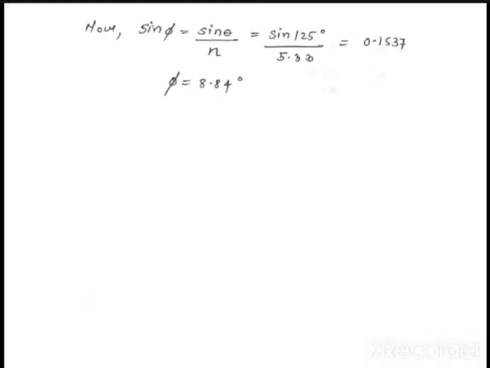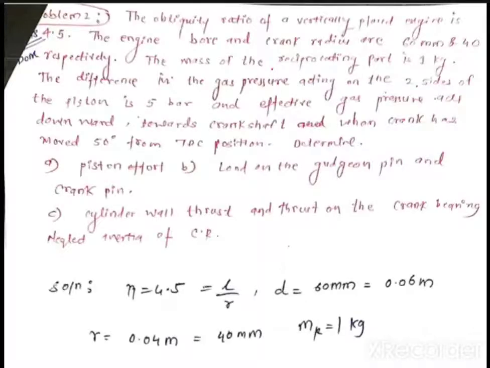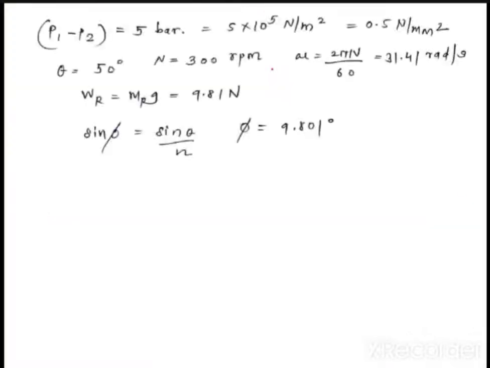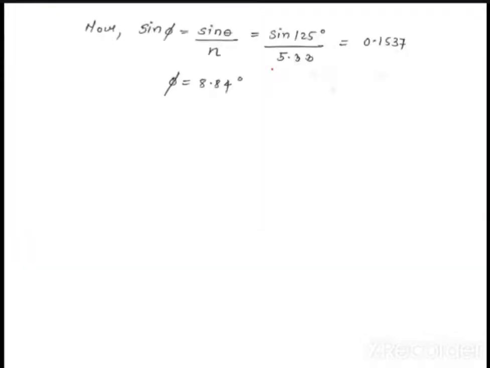You remember this formula: sin phi is always equal to sin theta upon the obliquity ratio n. We know theta and we know n, so we will get phi, which is 8.84 degrees. Clear, guys? Okay, is it clear up to here?